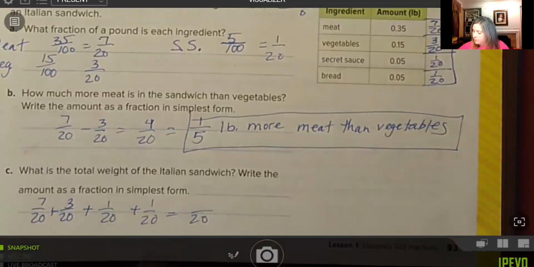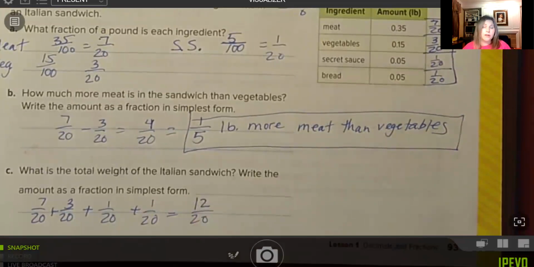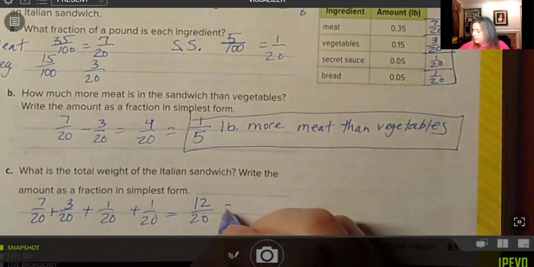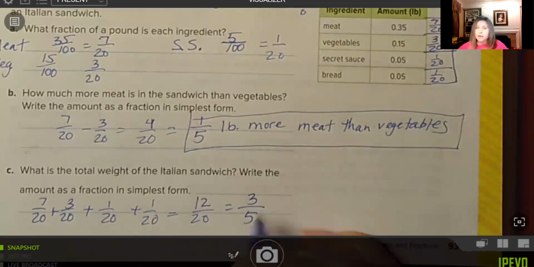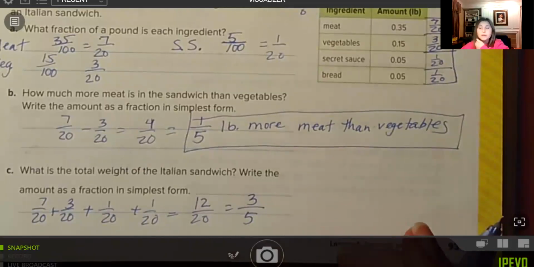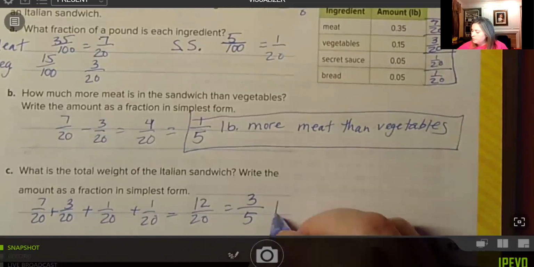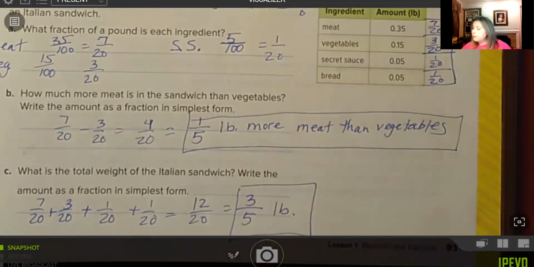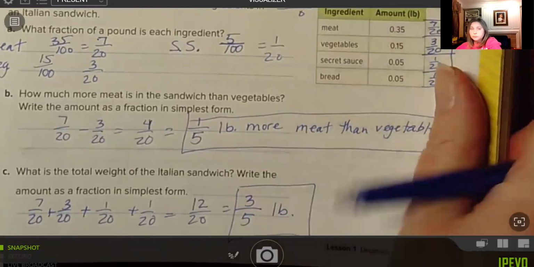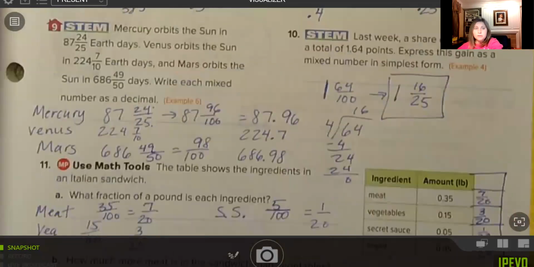So 12/20. 12 and 20 have a GCF of 4, so we can divide each of those numbers by 4. 12 divided by 4 is 3. 20 divided by 4 is 5. So the entire sandwich weighs 3/5 of a pound. Okay, so that was the independent practice, page 93, converting from fractions to decimals and vice versa.